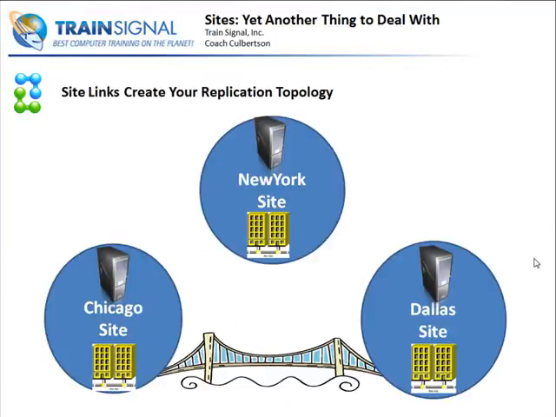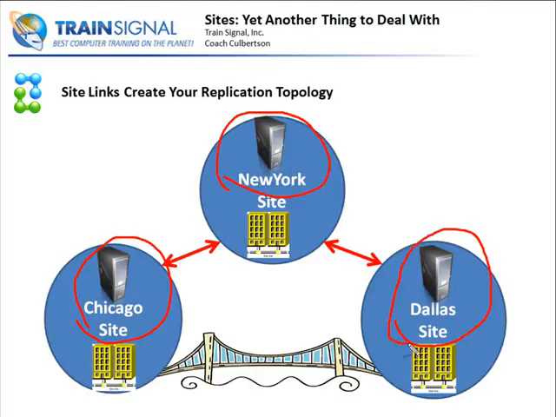Now let's talk about site links. Okay. Now site links really create what we call the replication topology. Now a site link essentially creates replication partners between different sites. So if we have a domain, let's say we have a couple of domain controllers here in the New York site, a couple of domain controllers in the Chicago site, and a couple of domain controllers in the Dallas site.